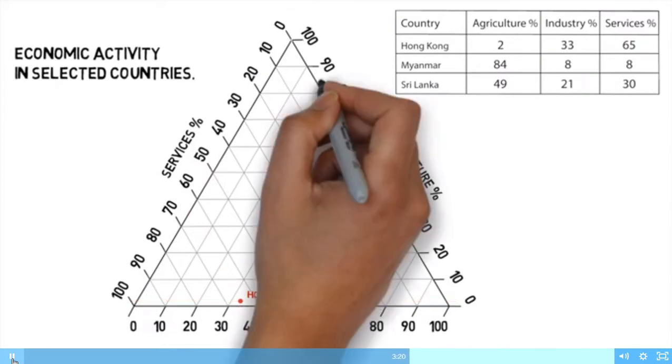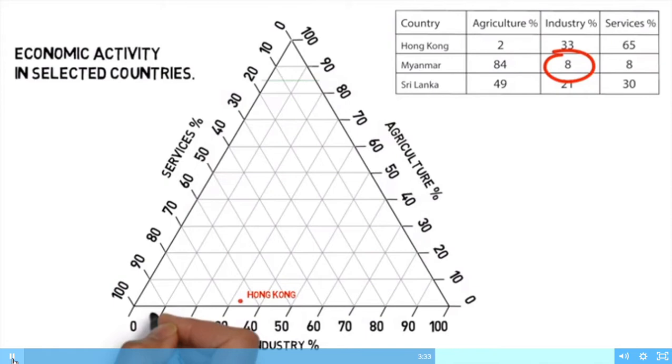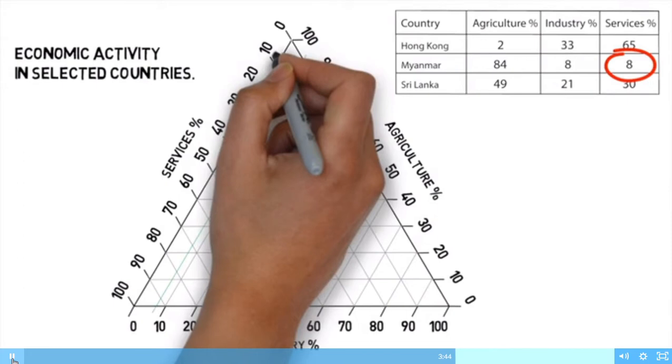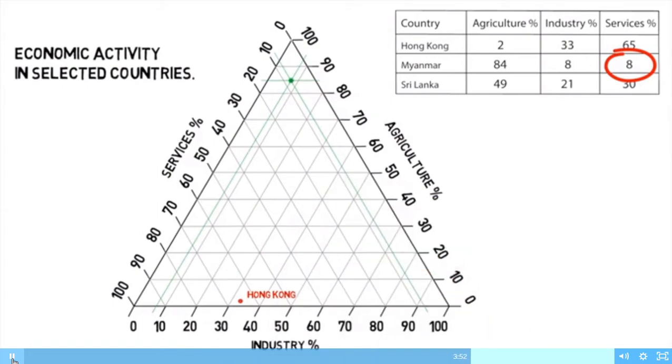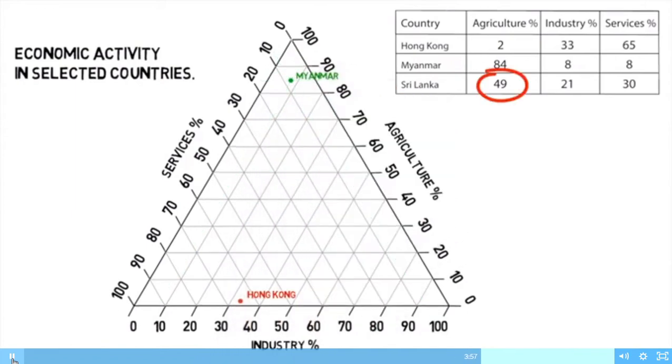Let's plot a second country, Myanmar, with agriculture at a very high 84%, nearly halfway between the 80 and 90 lines of the agriculture scale. And on the industry scale, industry is 8%, a little under the 10% line towards the 0 line. And services also 8%, again between the 10 and 0 lines. And label it Myanmar. And the last country, Sri Lanka.